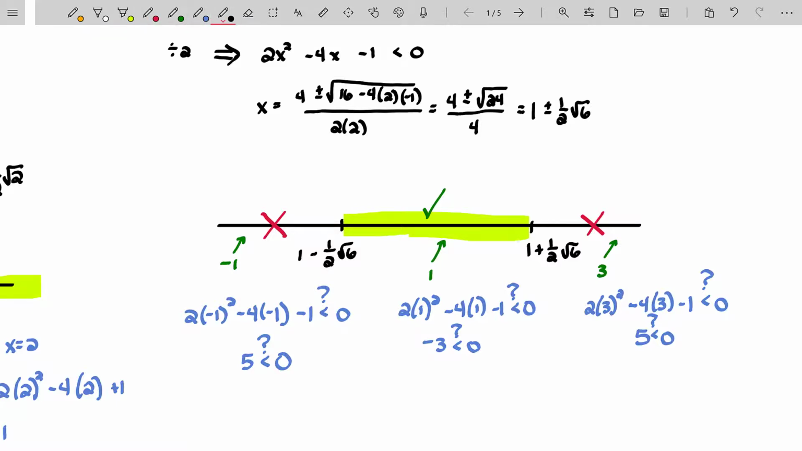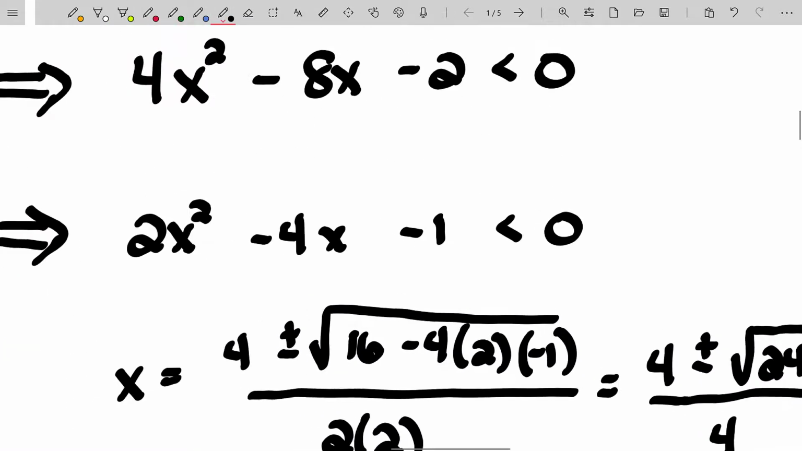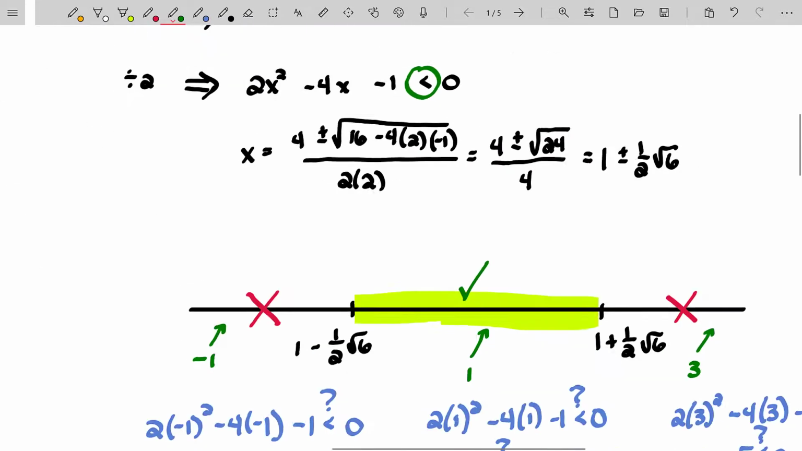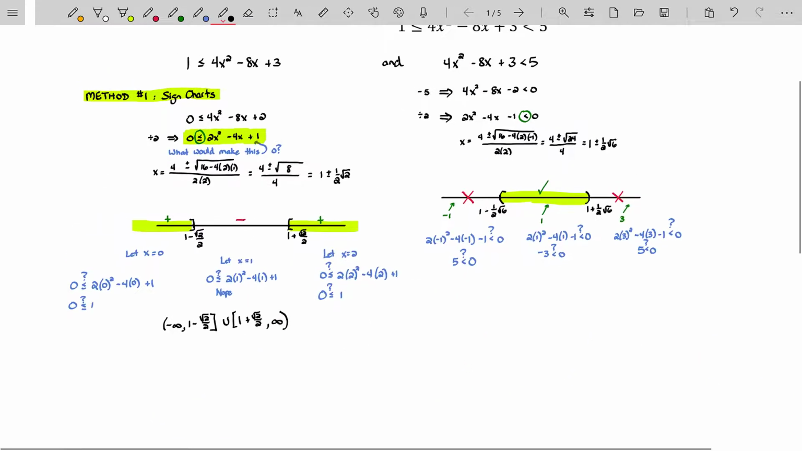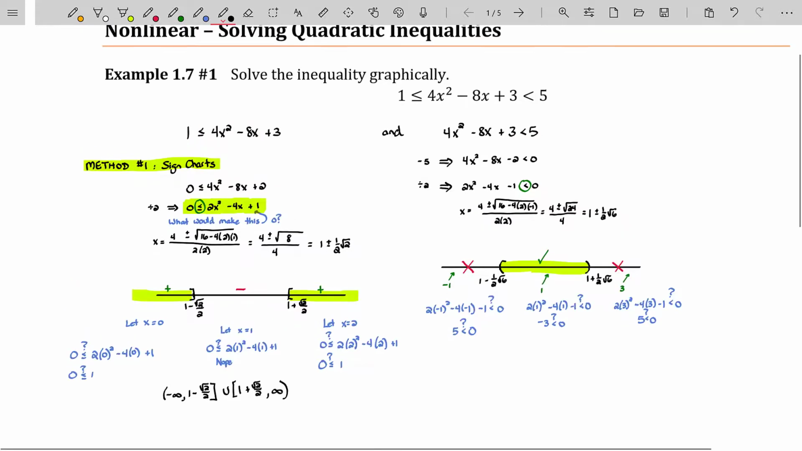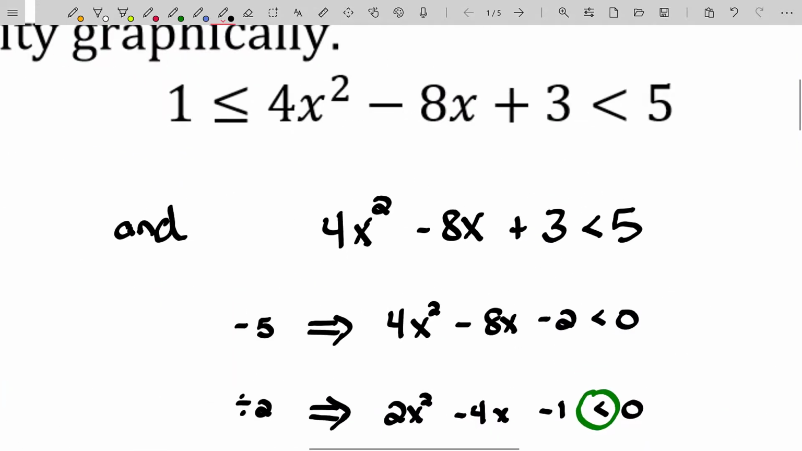And remember, this time we cannot include the edge points because we want our inequality to be strict. So let's go ahead and note that. I use parentheses. Again, you could use open circles. Everybody's a little bit different. And now we're going to combine those two highlighted regions on those intervals to get our actual solution set to our original compound inequality here.